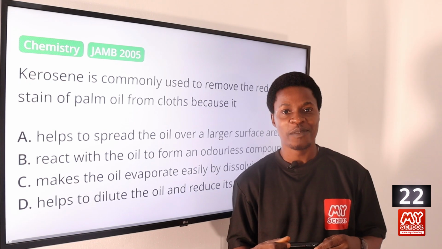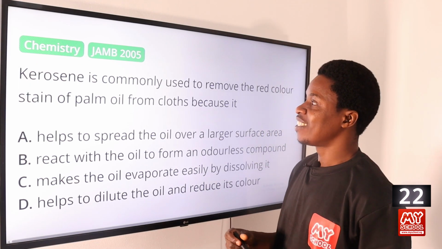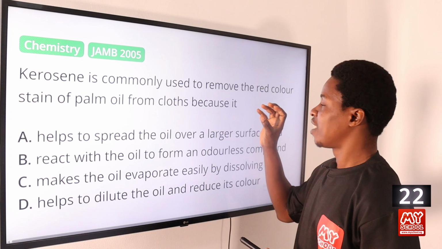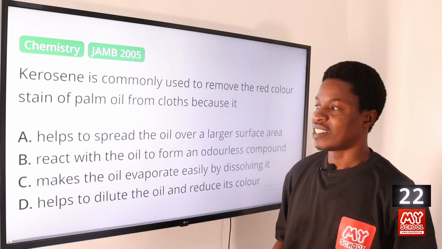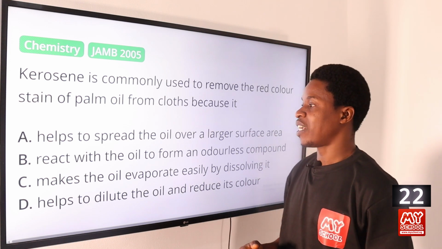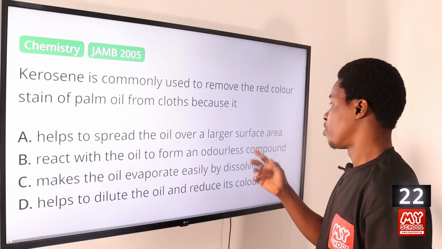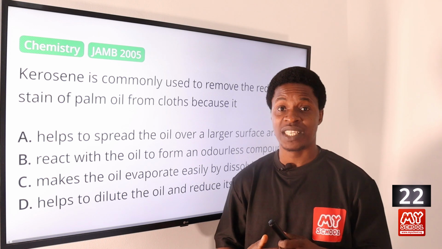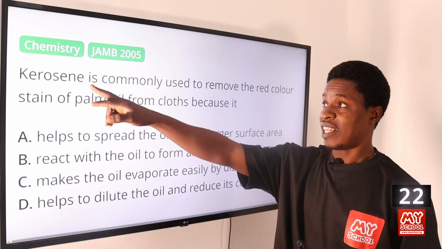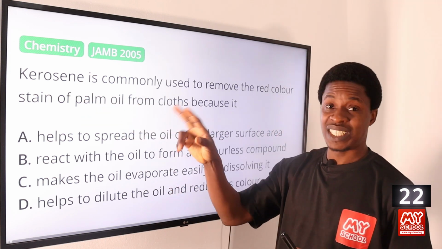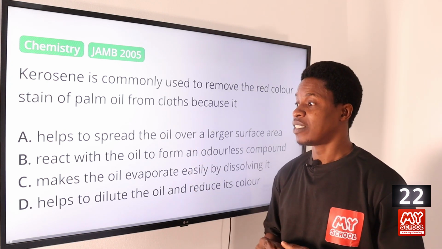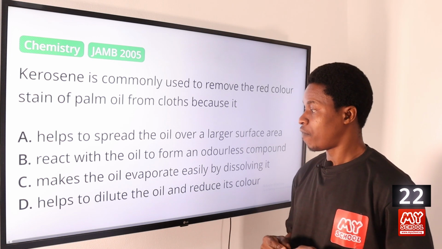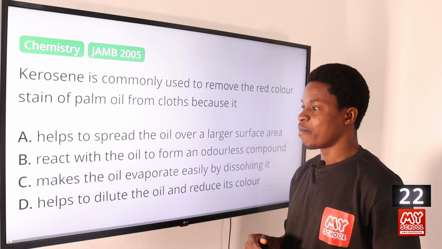Now let's move on to question number 22. Kerosene is commonly used to remove the red color stain of palm oil from clothes because it what? Option A says it helps to spread the oil over a larger surface area. If it is going to spread the oil over a larger surface area, then it is not going to remove the stain of the palm oil. So option A is eliminated. Option B says it reacts with the oil to form an odorless compound.